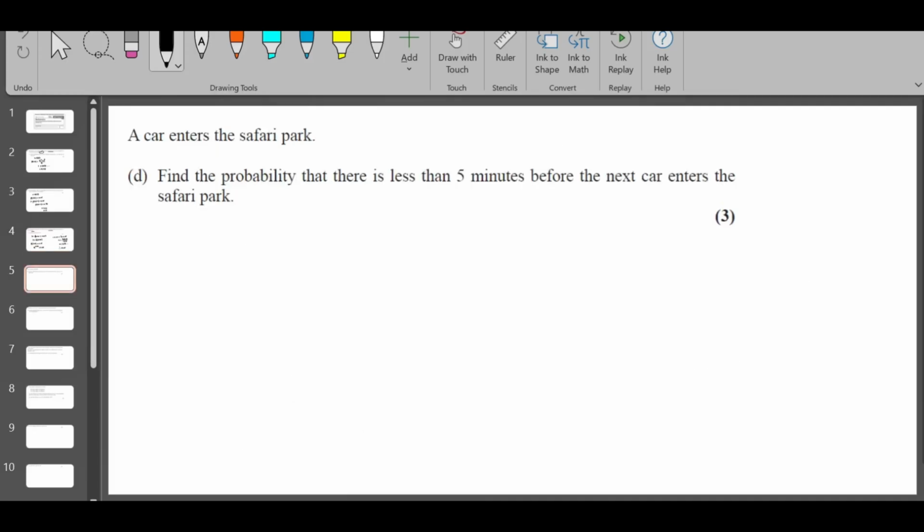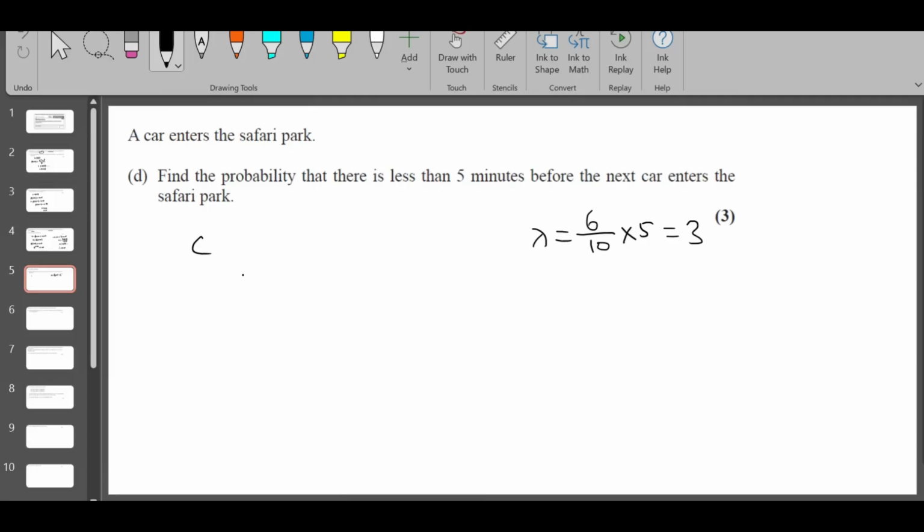Part D now. A car enters the safari park. Okay, the car enters at this point. Find the probability that there is less than 5 minutes before the next car enters. Okay, this is the 5-minute interval. So they are saying in this less than 5 minutes, the next car enters. So at least one car enters before the 5 minutes, right? We know the mean rate is 6 per 10 minutes. So for 5 minutes, it's going to be 6 over 10 times 5 is 3, right? So the new lambda is 3.